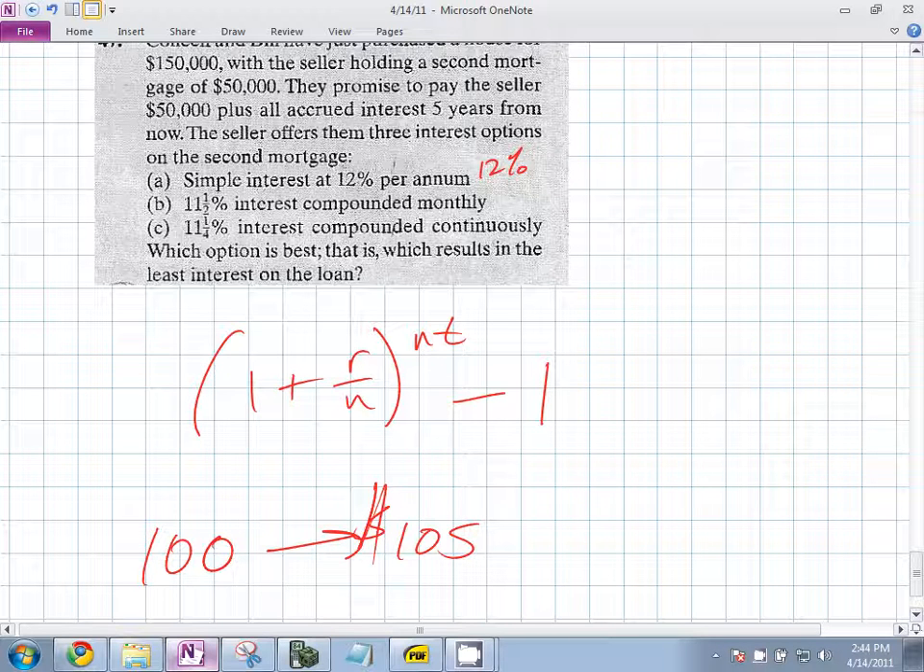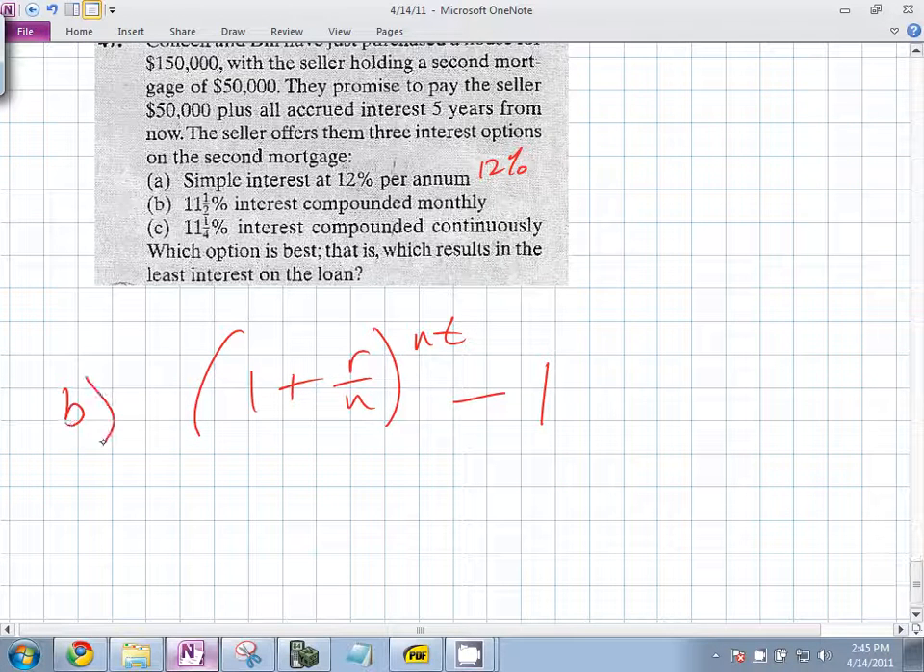5% growth is multiplying by 1.05. So if I ask you what the effective interest rate is, if you were multiplying by 1.12, what's the effective interest rate? 0.12, 12%. So what you're doing here is finding the multiplication factor, but you're subtracting 1 because that's the original value you started with. So you just do this for B and C. For B, it's 1 plus 0.115 over 12 raised to what power? Minus 1, because you're doing 1 year.